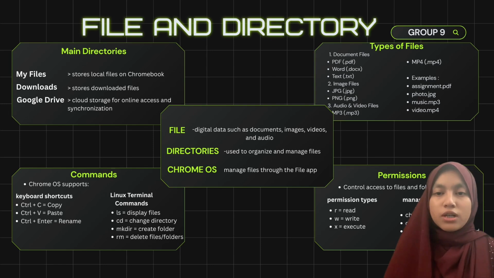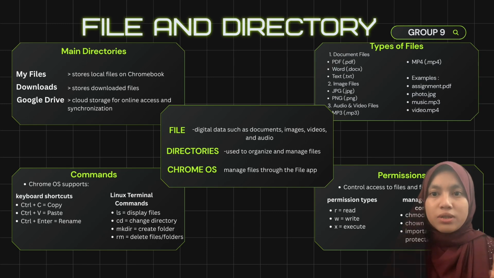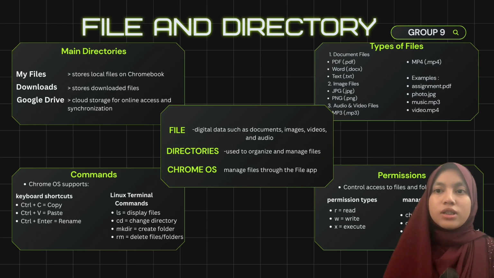Lastly, file permissions are used to control access to files and directories. There are three types of permission: read, write, and execute. These permissions help improve security and protect user data from unauthorized access.